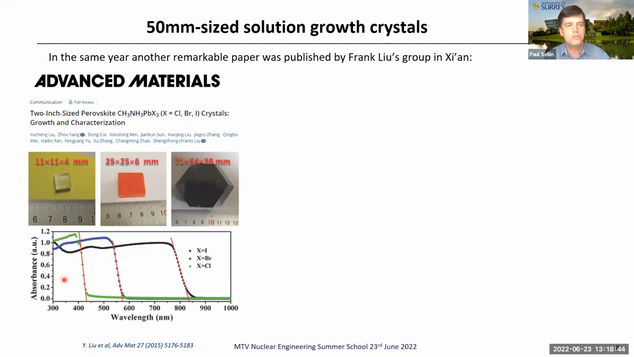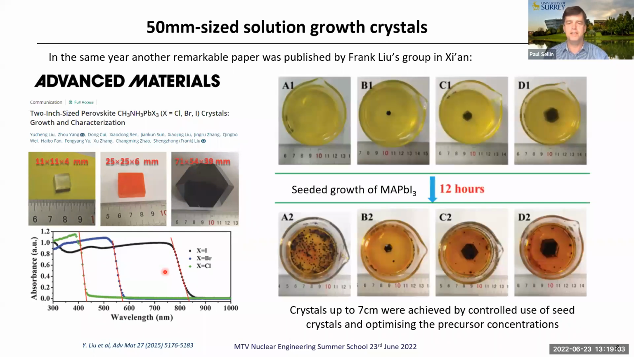And when you do the optical band edge absorption spectroscopy, you see the optical absorption showing the band edges increasing nicely from chlorine at just above 400 nanometers, bromine at around 550, and the iodide at around 800 nanometers, as expected. And this group was able to take this growth process and show some really nice results.